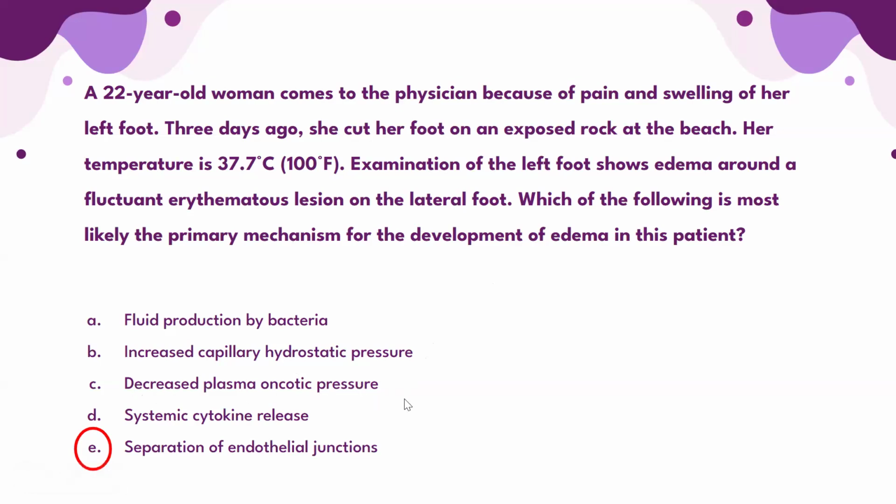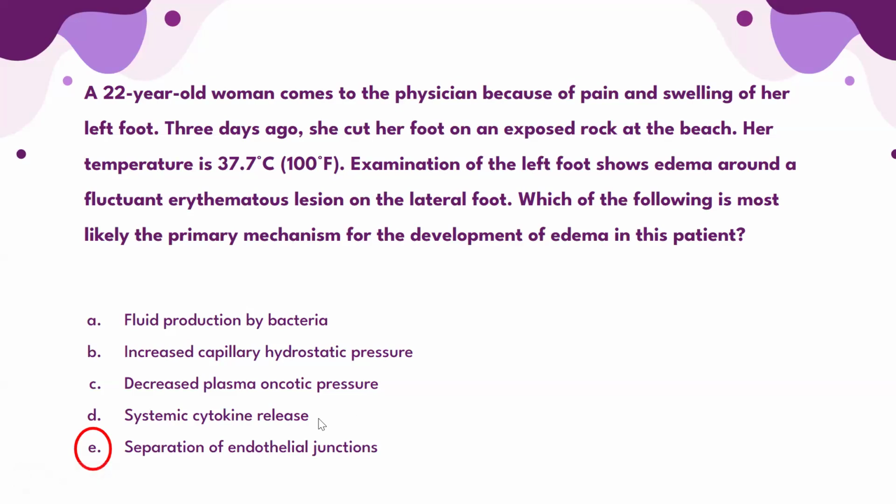Decreased plasma oncotic pressure, that happens when you don't have enough proteins in your blood. Either you're losing proteins because of some renal syndrome, or you're not making enough proteins because of a liver abnormality, which again, those are systemic issues. And this patient's issue is only that she had a cut on her foot. So that doesn't make sense. Systemic cytokine release, that too is systemic. It's not local, and this patient's issue is local. Her edema is local. So we would not consider this.